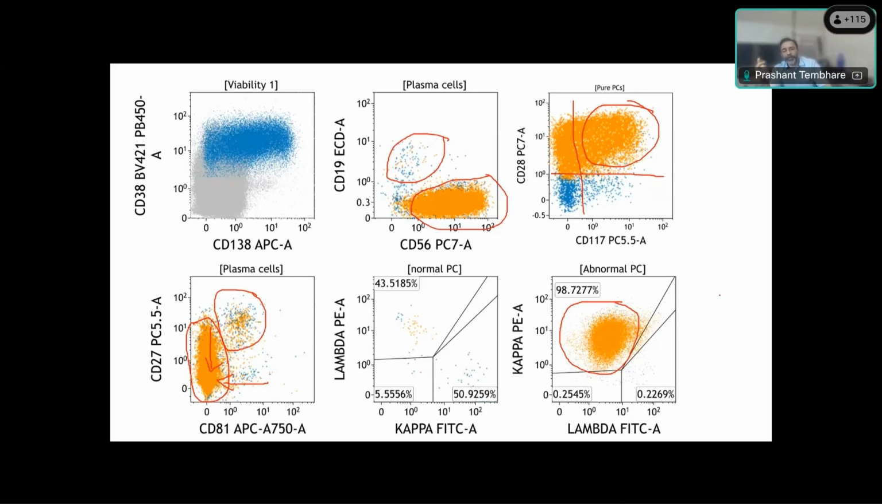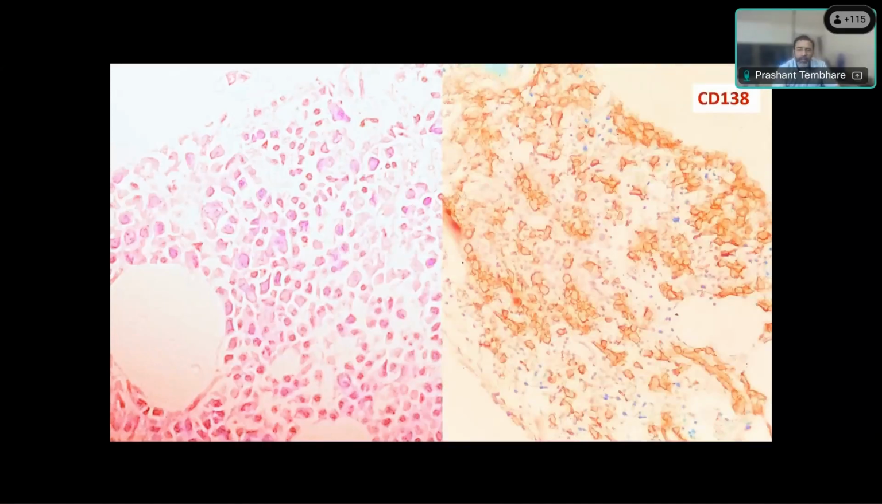You have to confirm either by using biochemical parameters, especially immunofixation and serum protein electrophoresis, or by using flow cytometry to confirm the abnormal plasma cells. Okay, this is a patient's bone marrow biopsy. You can see the bone marrow biopsy also has many plasma cells distributed. In fact, hypercellular bone marrow with increased plasma cells. And you can see on IHC CD138 sheets of plasma cells in the biopsy.